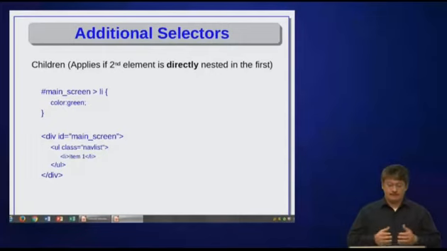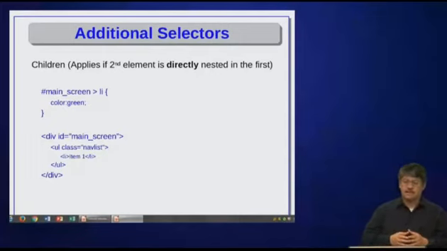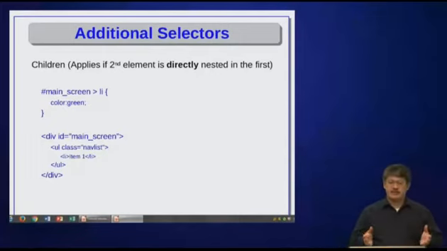So here's an example. I have a div with ID set to main screen, and inside that div I have a list, an unnumbered list, a UL, and its class is set to nav list. And inside I have an LI tag with the item text item 1. This text will not be colored green because the LI tag is not a direct descendant of the main screen ID element. There's this UL tag in between.